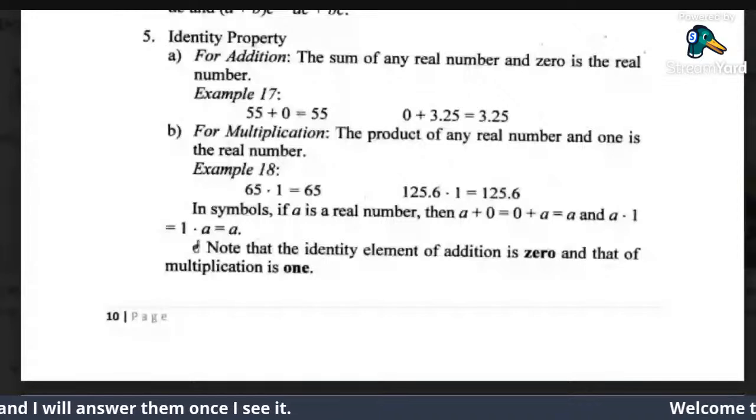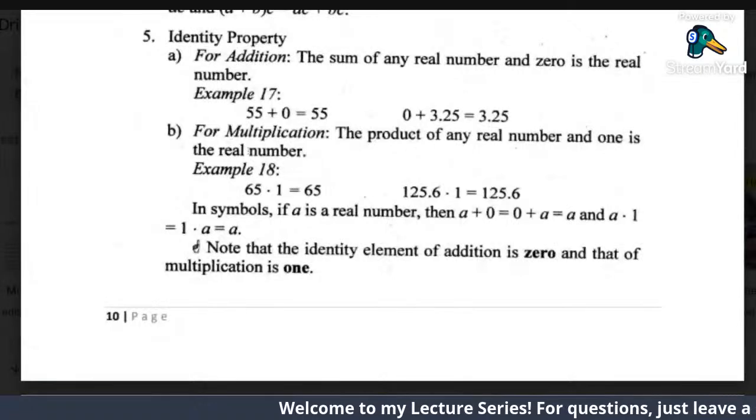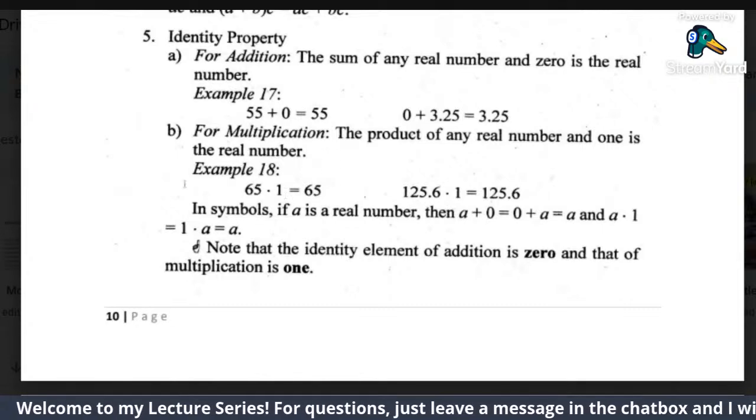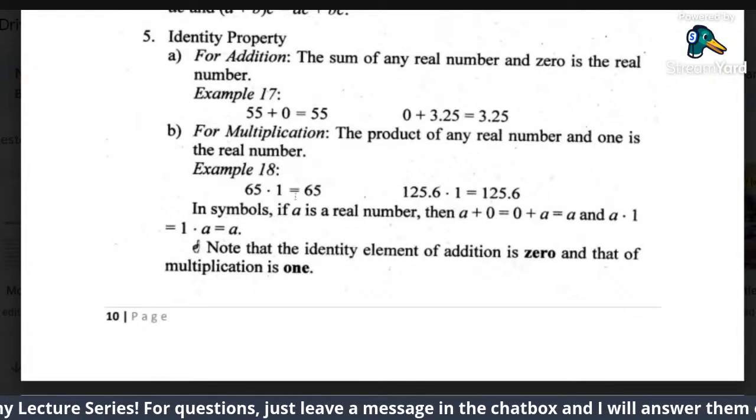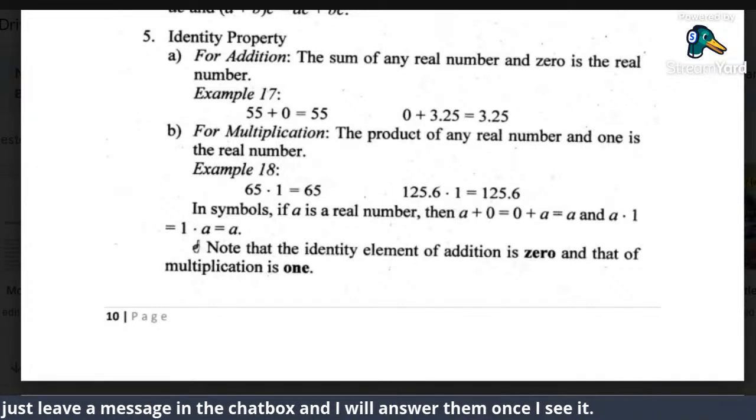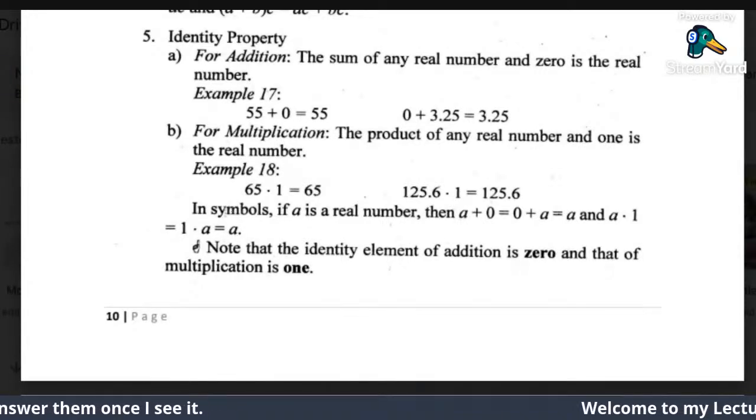For multiplication, our identity number is 1. For addition, our identity number here is 0. The identity for multiplication is 1. So for multiplication, the product of any real number and 1 is the real number itself. For example, 65 times 1 is 65.